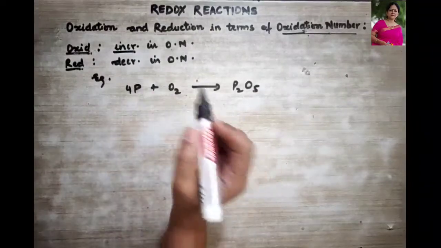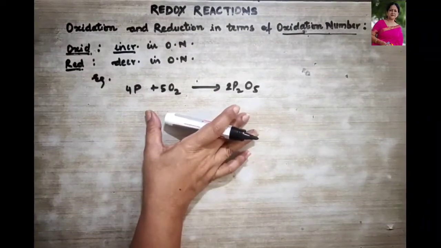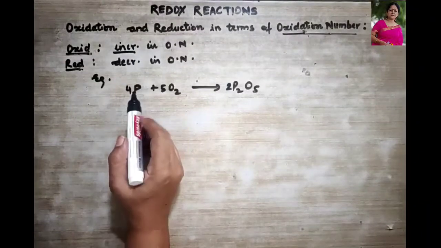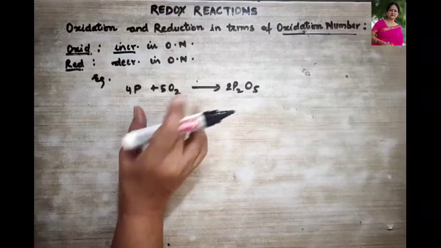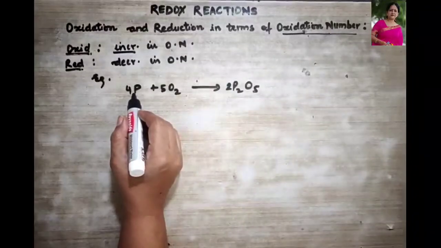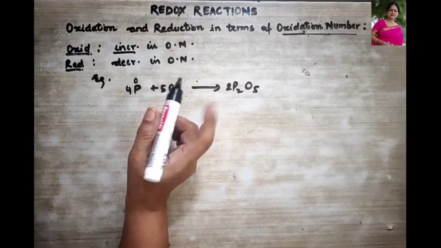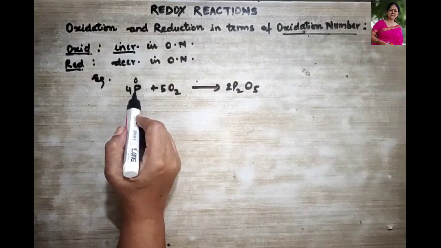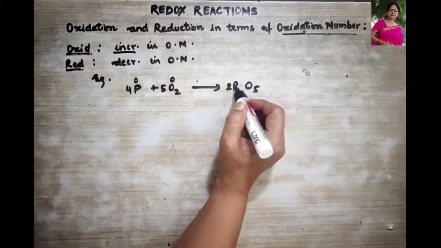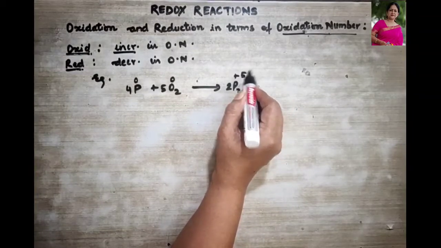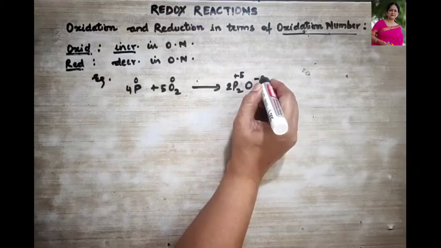So let me balance this. 5 and this becomes 2. Now this is the reaction given to you. I need to find out whether this phosphorus and this oxygen are getting oxidized or reduced. So let us first find out the oxidation number. Now this phosphorus oxidation number is 0, if you remember the rules that I had made you write yesterday, so the oxidation number of the element will be 0. And what about this oxygen? This is also 0. Now let's see over here. For phosphorus, it will be plus 5 and for oxygen it is minus 2.